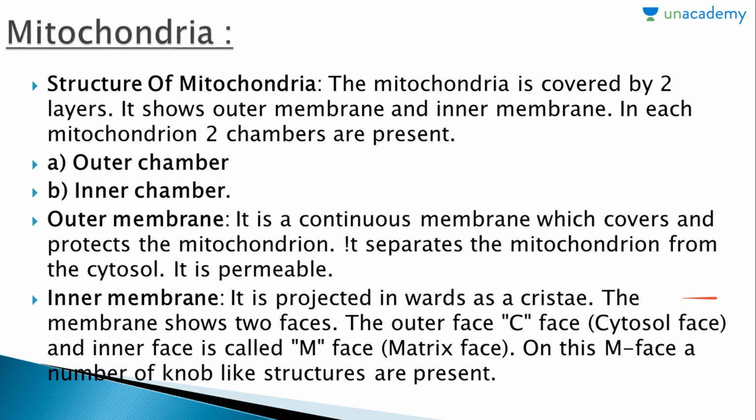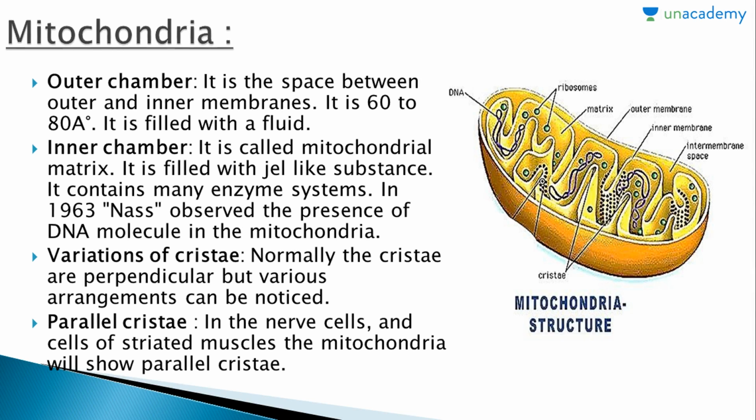Inner membrane: it is projected inwards as cristae. The membrane shows two faces. The outer face is called the C face, or the cytosol face, and the inner face is called the M face, or the matrix face. On this M face, a number of knob-like structures are present. The outer chamber is the space between the outer and inner membranes. It is 60 to 80 angstroms and is filled with a fluid.